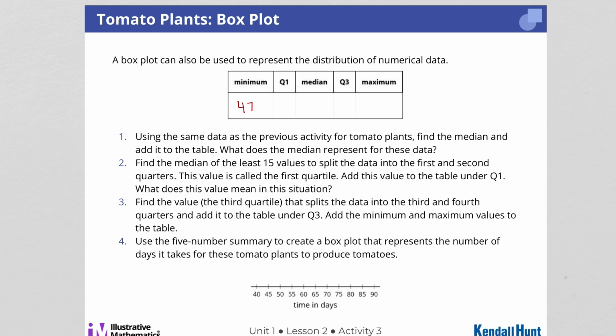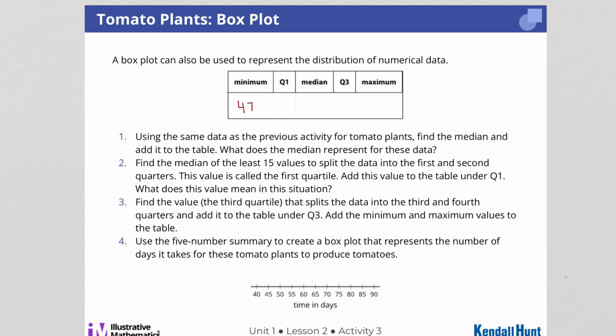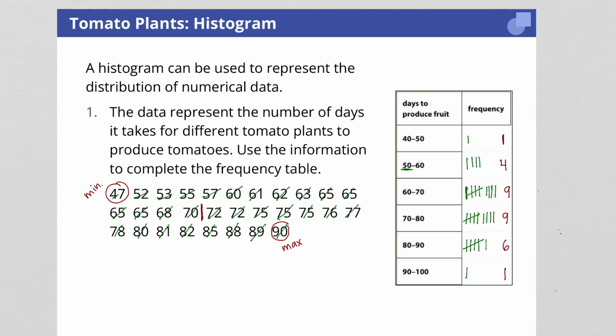I forgot the other one: 47 and 90. Go ahead and find Q1, the median, and Q3. We have a total of 30 values, so I would have 15 on one side and 15 on the other. There isn't a middle value, so to find the median, we need to think of the number that's in between 70 and 72, and that would be 71.